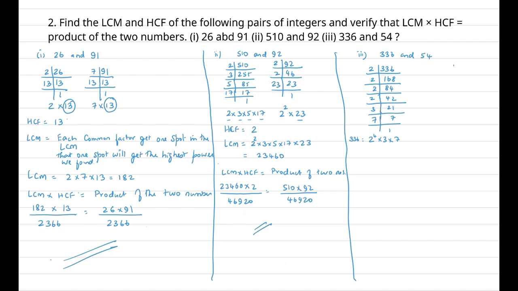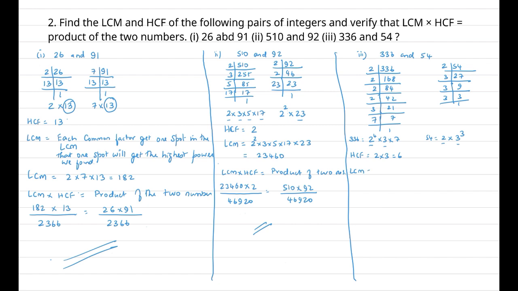Let's find the factors for 54. 54, 2 tables 27, 3 tables 9, 3 tables 3, 3, 1. So the factors for 54 will be 2 into 3 to the power 3. Now the highest common factor here is 2, in both I got 2 and in both I got 3. So the highest common factor is 2 into 3, that will be 6.